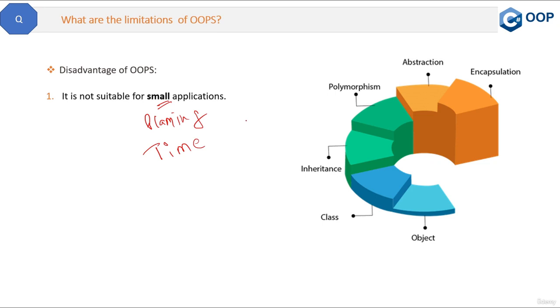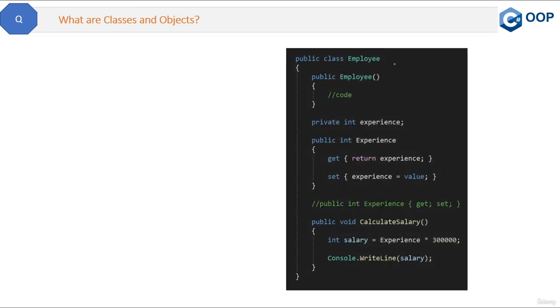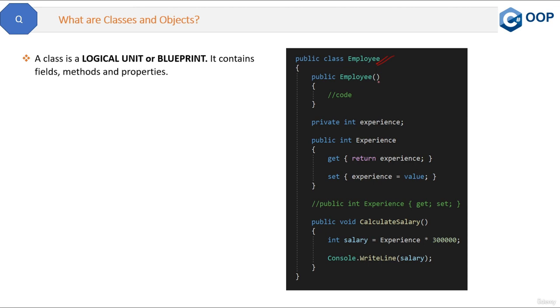What are classes and objects in C#? First, what is a class? Let's see the code of a very basic class with all its members. See, Employee is a class here, and here are all the members of the class. So what is a class? A class is a logical unit or blueprint that contains fields, methods, and properties. Why logical unit or blueprint? Because a class does not do anything by itself. You have to create its object to use it.